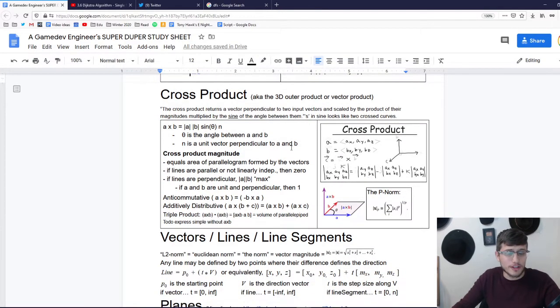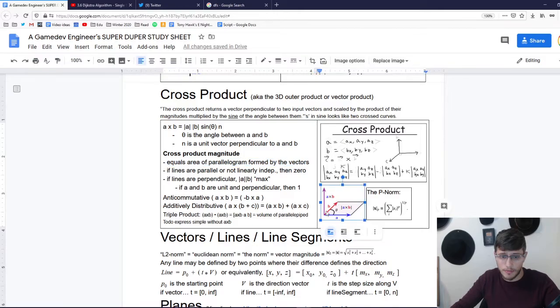Okay, so this is the expression numerically. A cross B is equal to the magnitude of A and B multiplied by sine of the angle, and then you get this N here. N is a unit vector perpendicular to A and B, and the angle is, of course, the angle between A and B. The cross product magnitude is going to be 0 if the vectors are parallel or not linearly independent. It's going to be equal to the area of a parallelogram formed by those vectors.